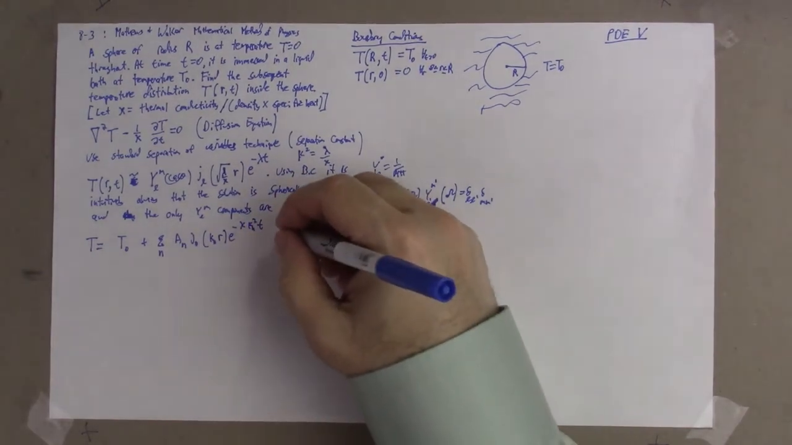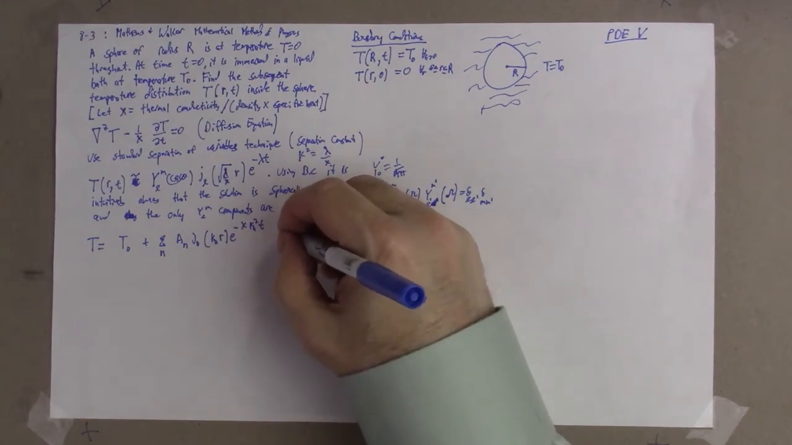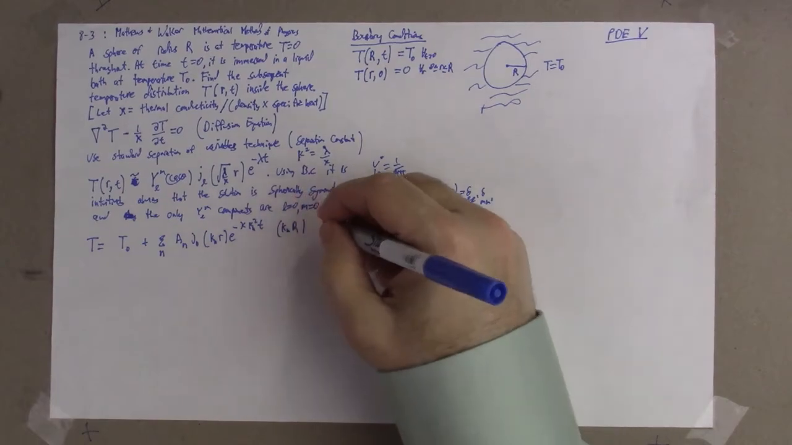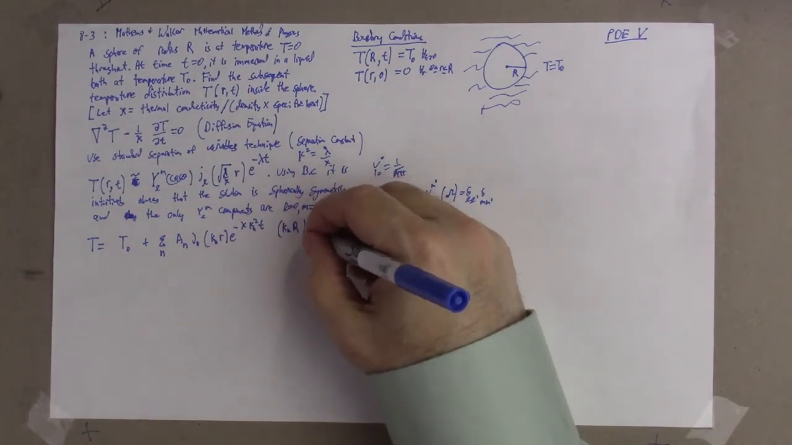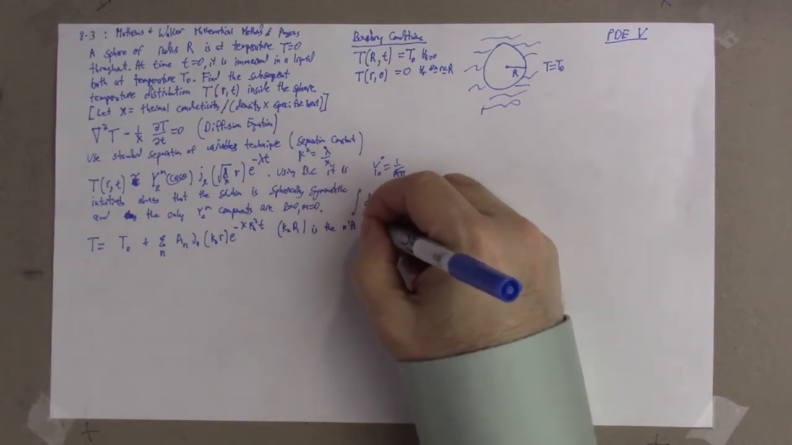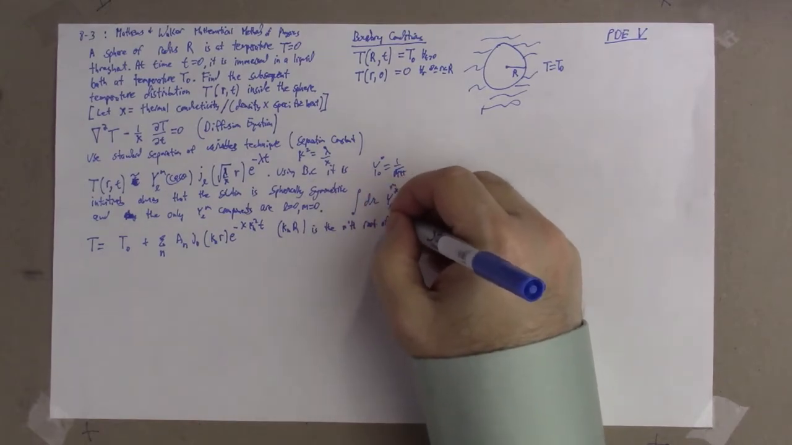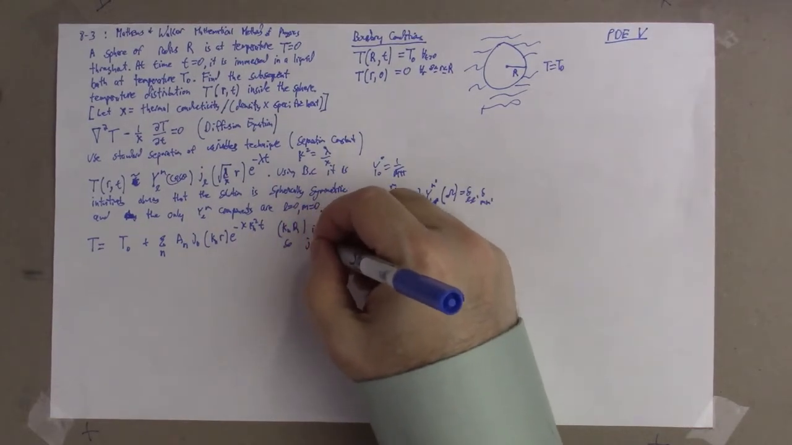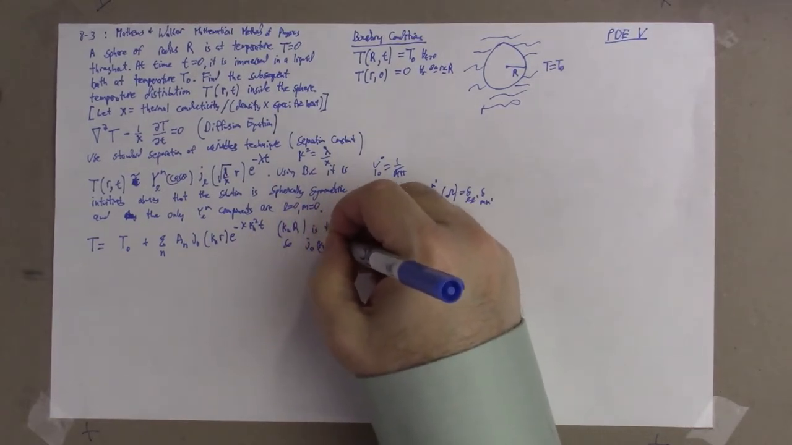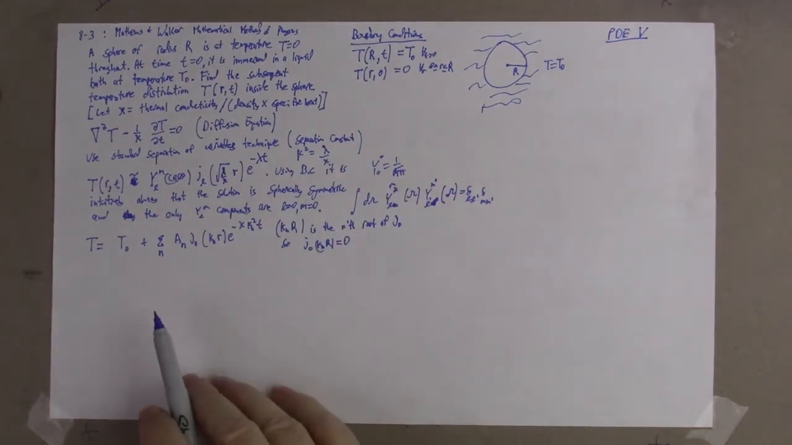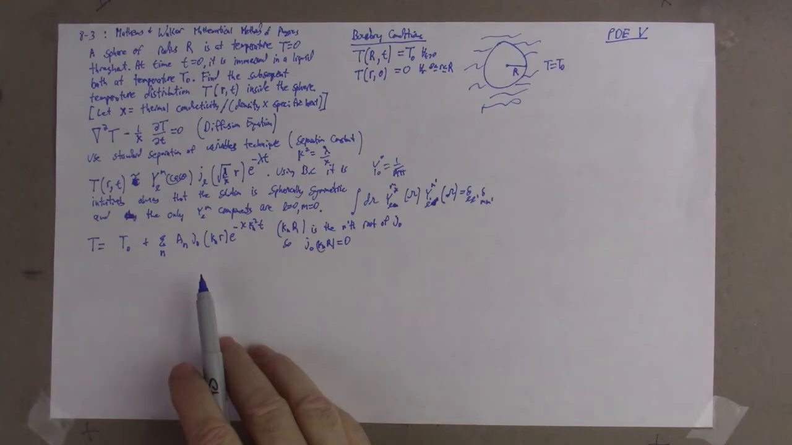And I define k_n by: k_n R is the nth root of the spherical Bessel function, J0 of k_n R equals 0. And so let's just see what I've written down here and why it's a solution.